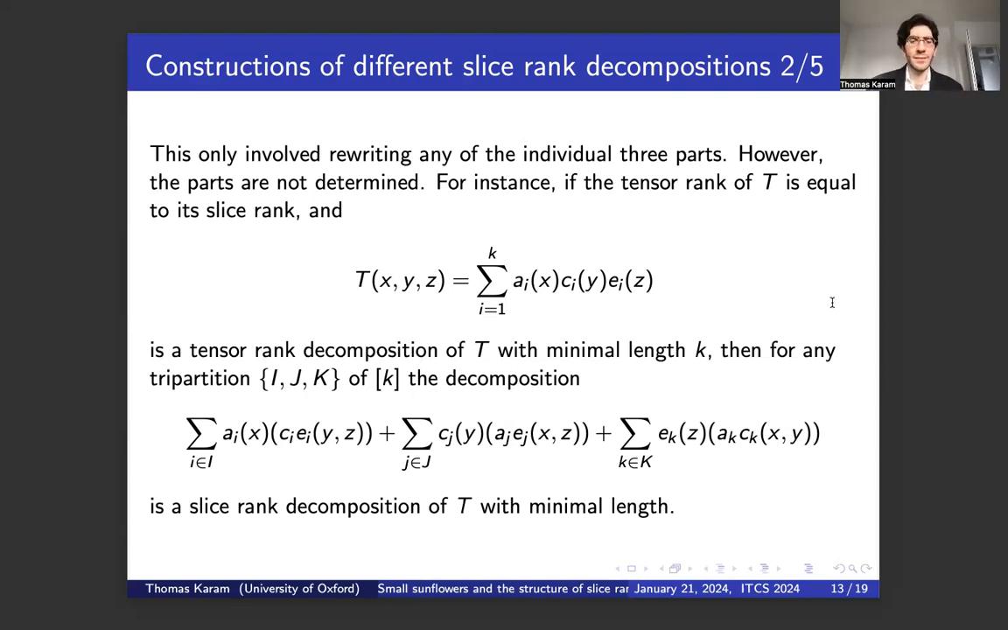And for all of these choices, whenever you make different choices, this will give you different slice rank decompositions that again have minimal length, because by assumption the slice rank here is equal to the tensor rank, so these have minimal length. And you can see that here, unlike in the previous example, the total contributions of each of the three parts are usually not the same when you move from one decomposition to another.